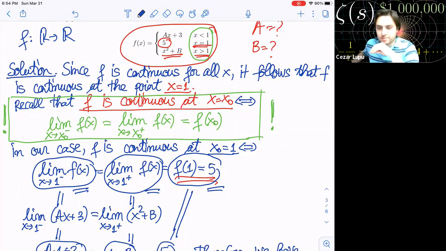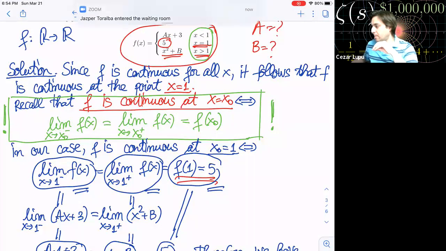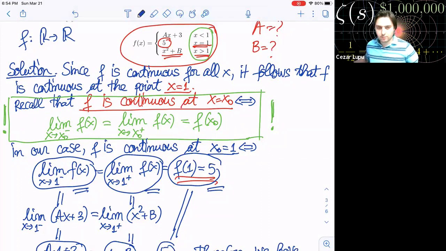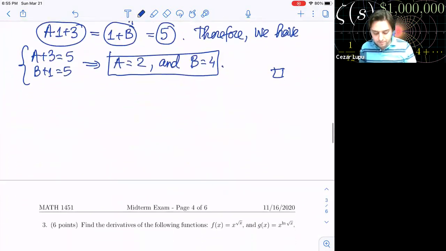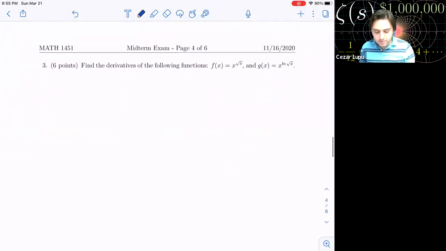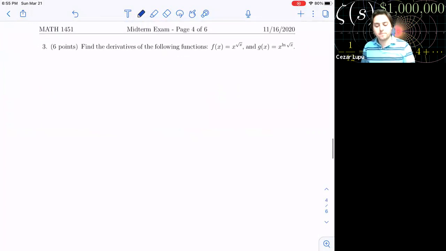All right. Any other questions before I move on to the third problem? Let's see, no questions. Okay, let's move to the third problem. And the third problem says the following. I want you to look at it. It says, pretty clearly, find the derivatives of the following functions.